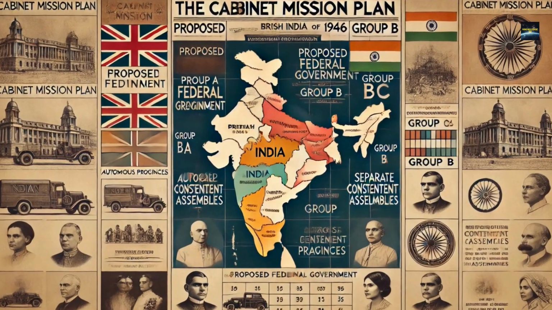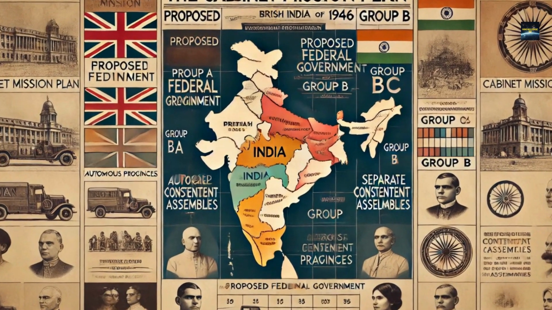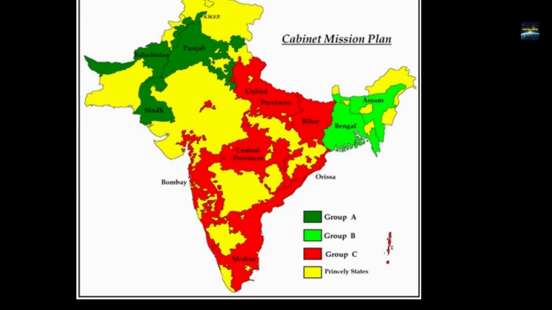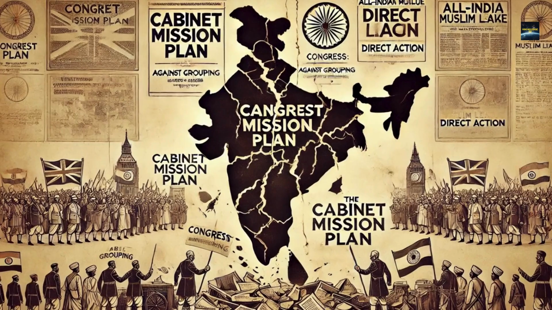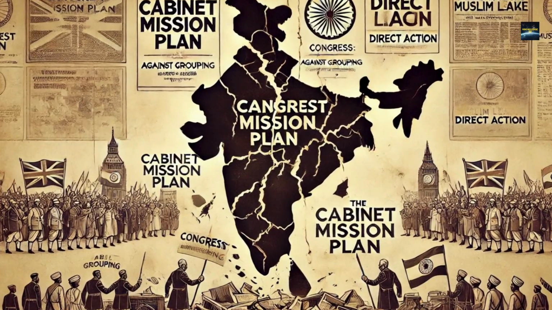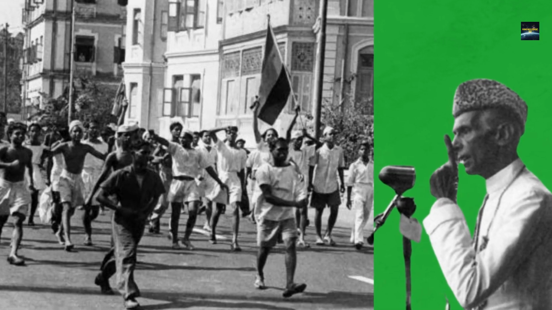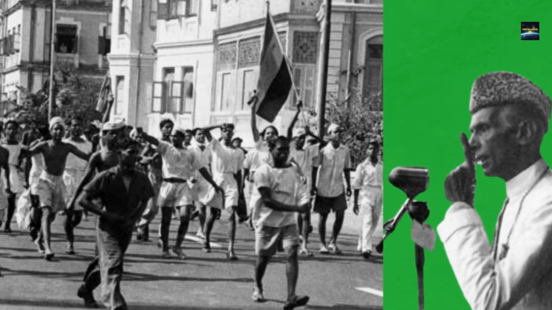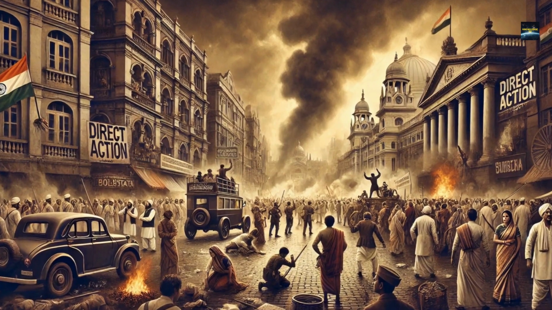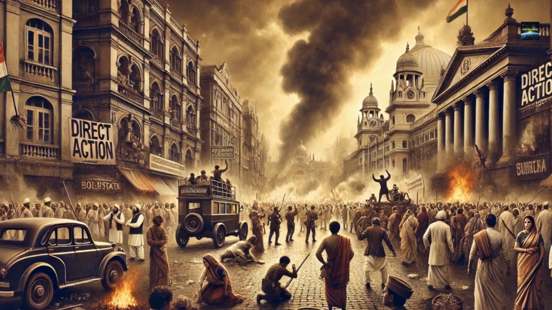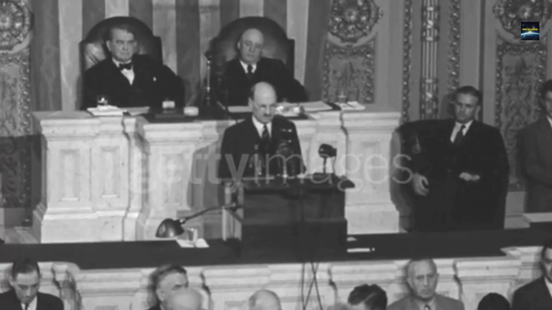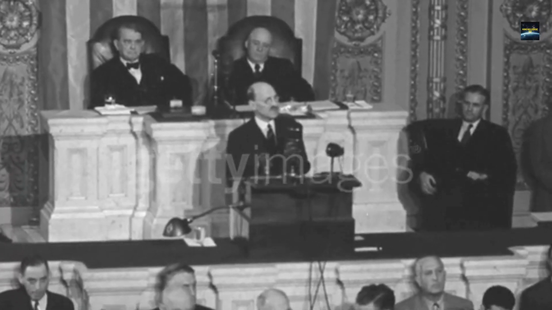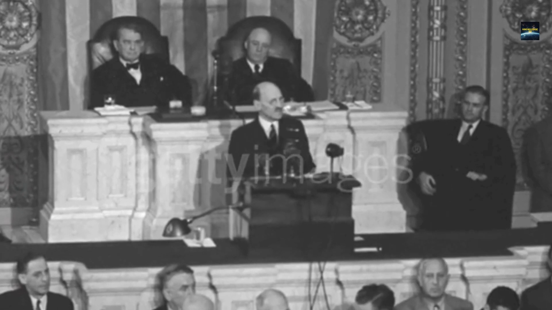In 1946, the British government sent 3 cabinet ministers, with a plan for the future of India. This plan was called the Cabinet Mission Plan, and was rejected by both the parties. On August 16, 1946, Jinnah announced the Direct Action Day, demanding his supporters to protest for the creation of Pakistan. On February 20, 1947, the British announced that they would leave India not later than June 1948.